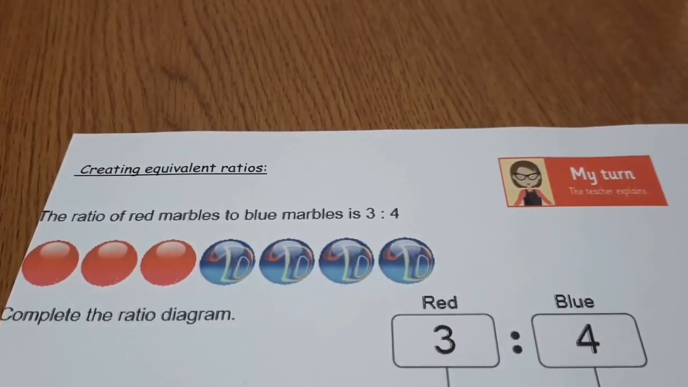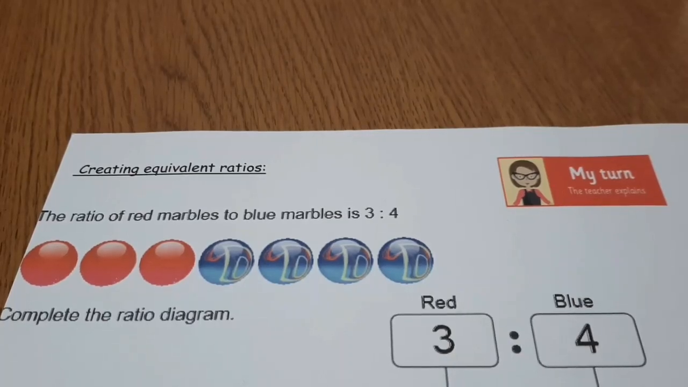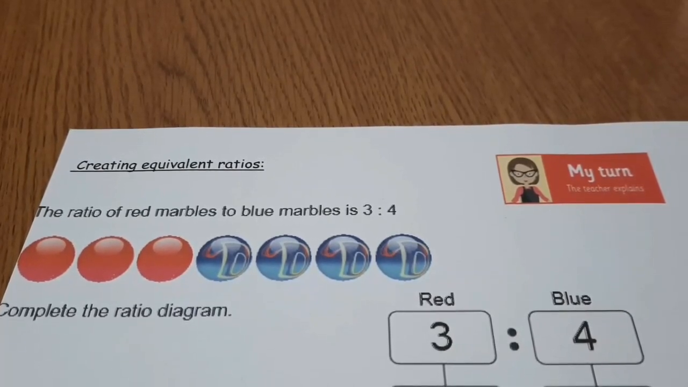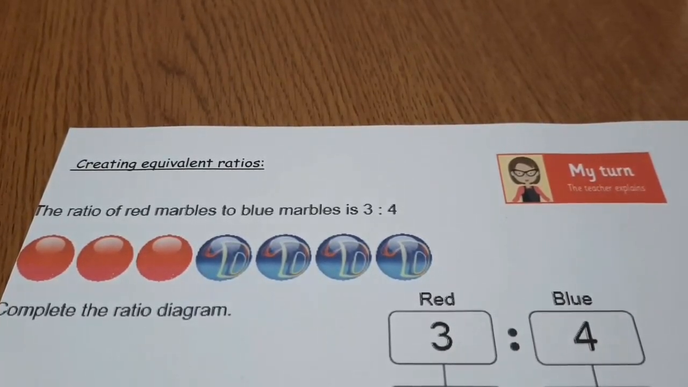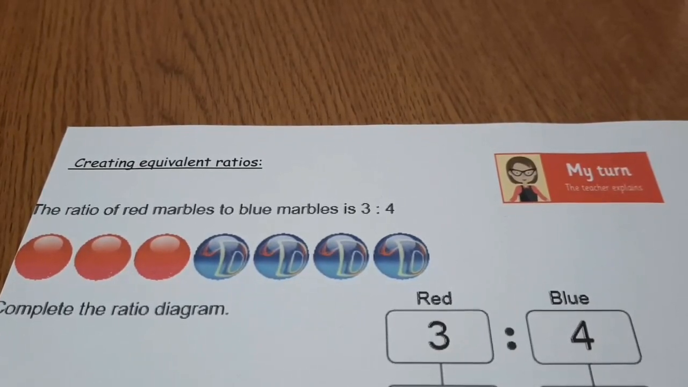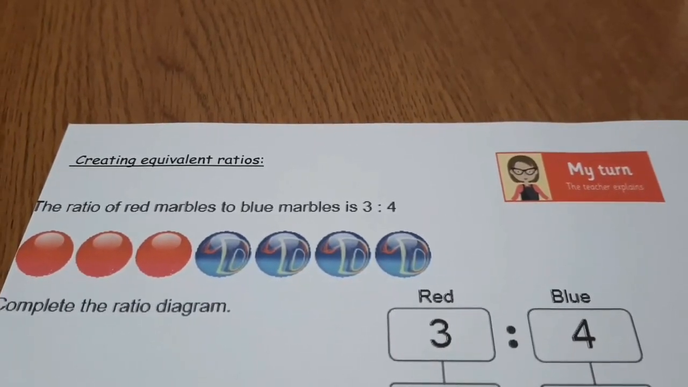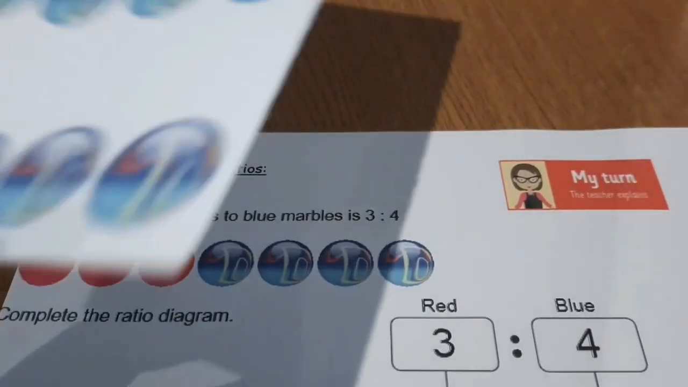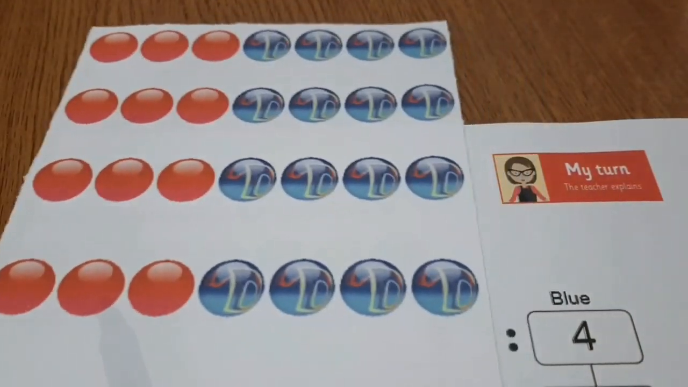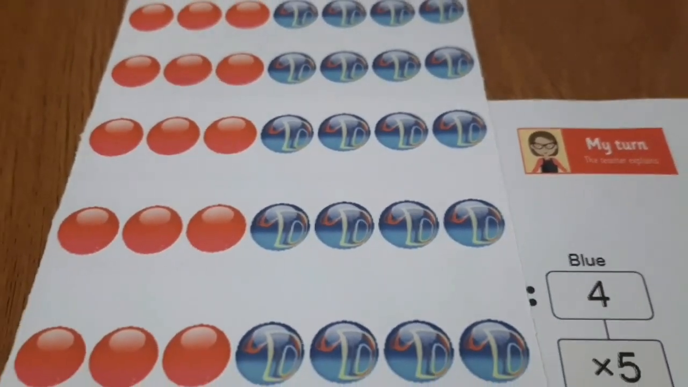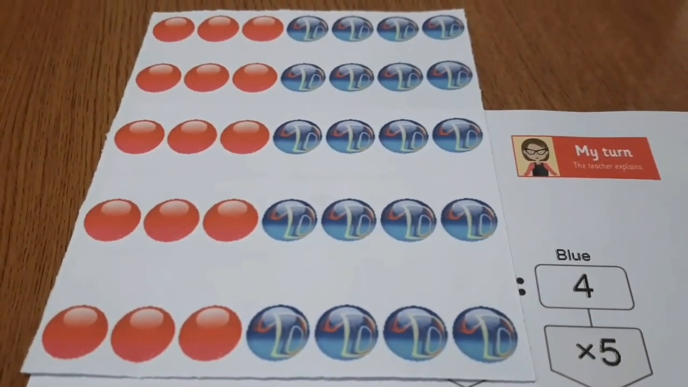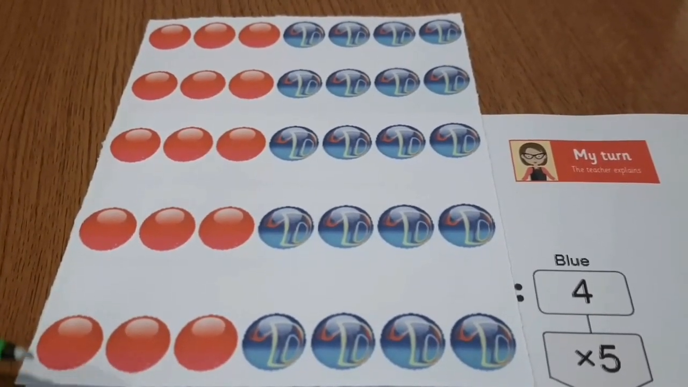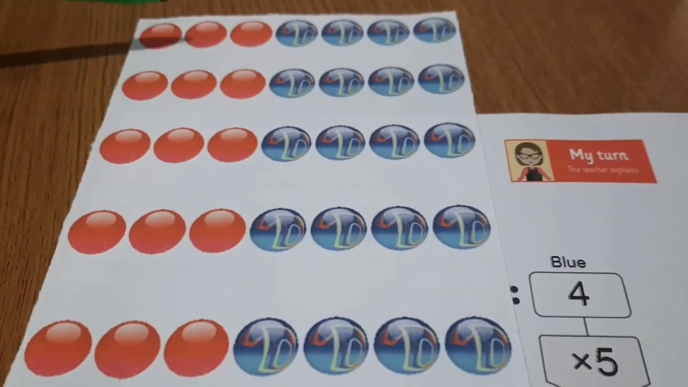Now this is 1 pack of marbles, but what if I had 5 bags of marbles? How many red marbles would I have? Before I show you a really good method to work that out, I'm going to show you a picture of what that would look like. So you can see here, I've got 1, 2, 3, 4, 5 rows of marbles, and that represents 5 bags of marbles.